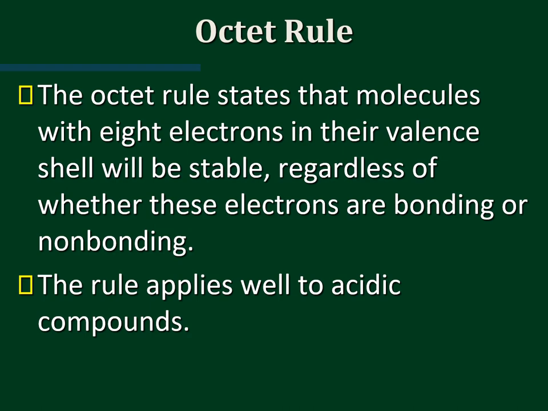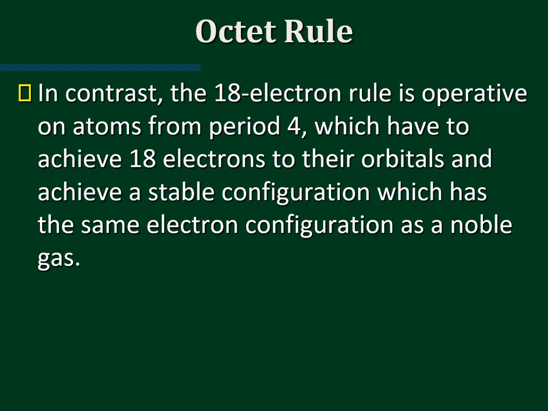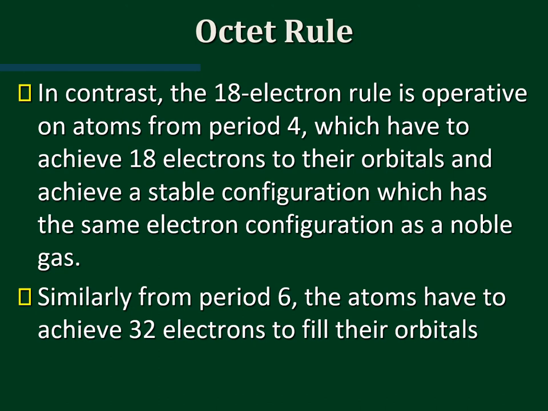So in contrast, the 18 electron rule is operative on atoms from period 4, which have to achieve 18 electrons in their orbitals and achieve a stable configuration which has the same electron configuration as a noble gas. Similarly, from period 6, the atoms have to achieve 32 electrons to fill.